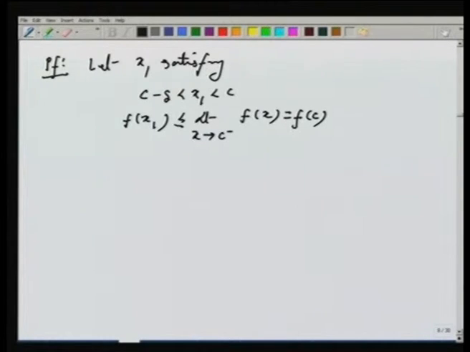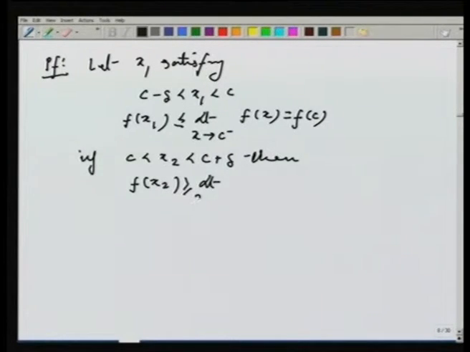That means if I choose any x1 in (c minus delta, c), f(x1) is less than or equal to f(c). Similarly, if x2 satisfies c less than x2 less than c plus delta, then I know that f(x2) has to be bigger than or equal to the limit as x goes to c plus of f(x), which again by continuity is equal to f(c). This implies that c is a local max.